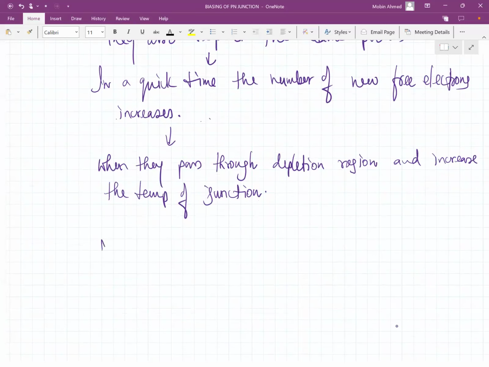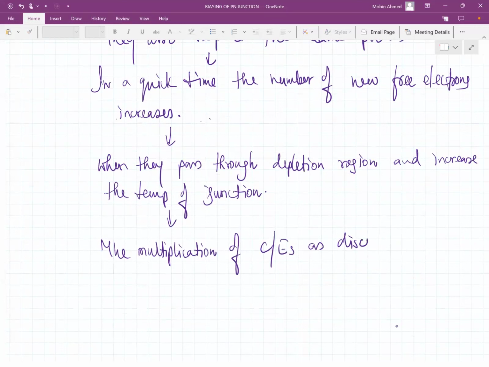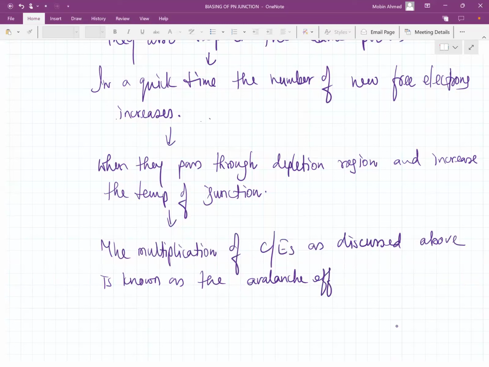The multiplication of conduction electrons as discussed above is known as the avalanche effect. It is known as the avalanche effect.